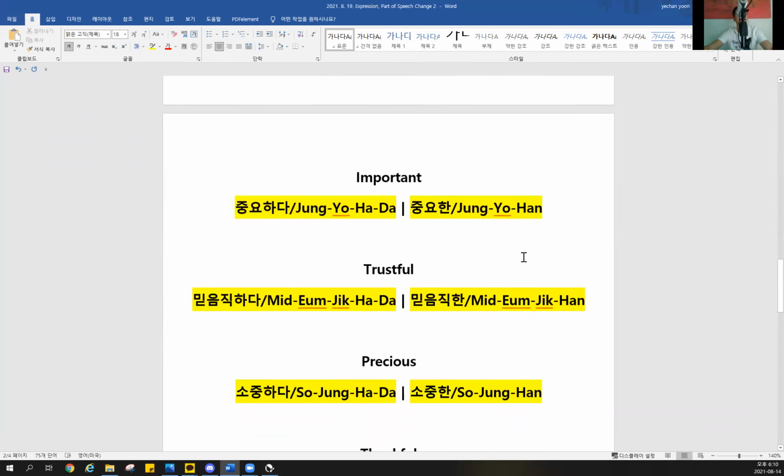Important. How can you say important? You can say 중요하다. How about the changing form? You can say 중요한. All right. Trustful. How can we say it? 믿음직하다.